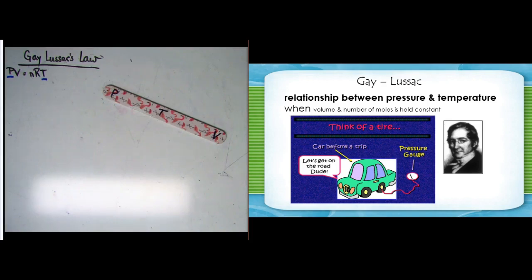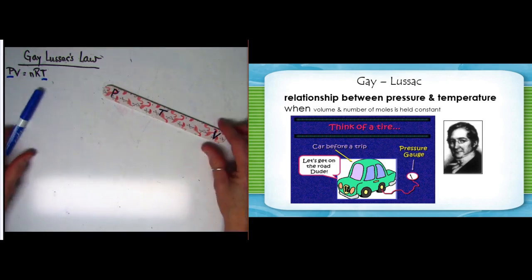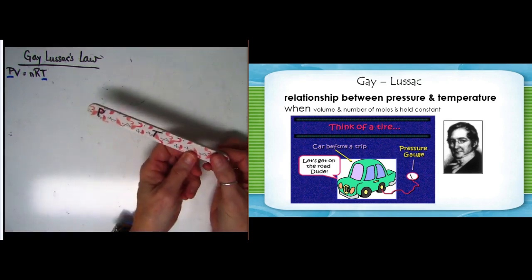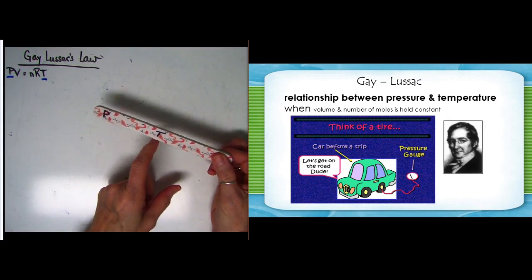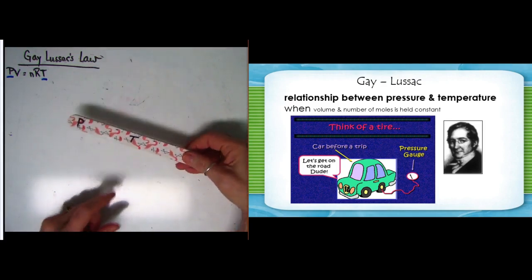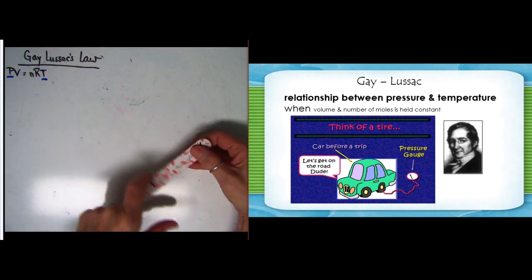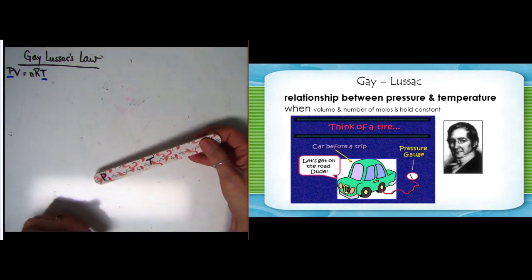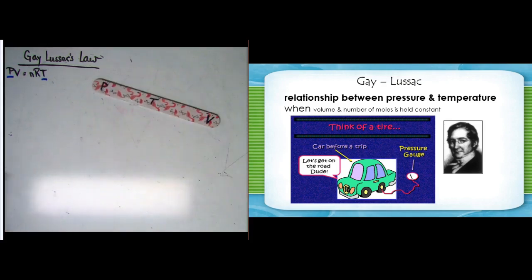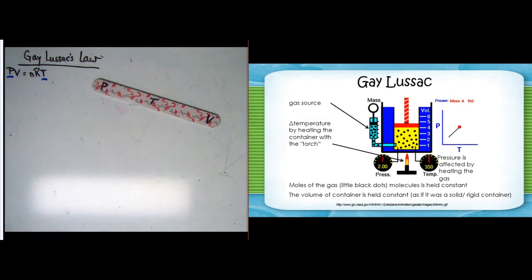Anytime you're dealing with two things on opposite sides of the equal sign, it is a direct relationship. You can see this in your PTV stick. Since volume is not there, I'm going to hold on to it, and we can see what happens when I increase temperature, pressure goes up. When I decrease temperature, pressure goes down, which says it's a direct relationship. Up means up, down means down. Volume is not a part of the law.